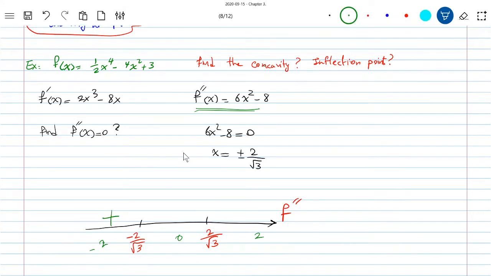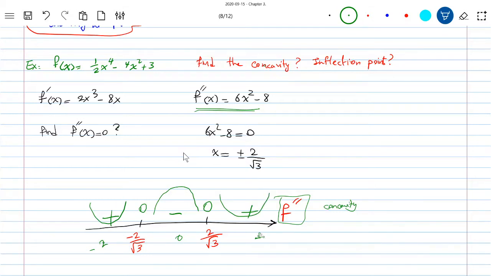If you replace with 0, you get a negative number. If you replace with 2, you get a positive value. At the points negative 2 over root 3 and 2 over root 3, the second derivative was 0, so I'm going to put 0 there. Okay, what does this plus or minus sign tell us? The sign of the second derivative tells us about the concavity. A positive sign means concave up. The way to show it, you can draw a bowl, say this is concave upward. Negative means concave down. It's not increasing and decreasing, because it's the second derivative. It's concavity. Negative means concave down, positive means concave up.